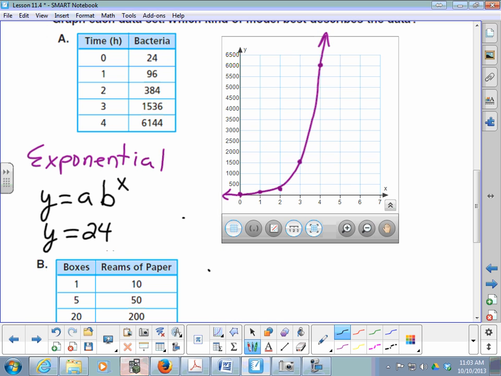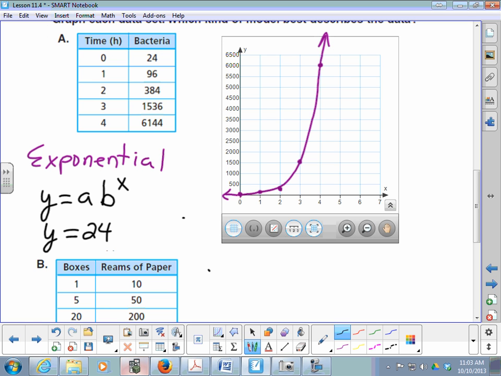Nope, it's all messed up then. All right, so you guys do it for me. I'm going to divide all these. So 6144 divided by 1536, 1536 divided by 384, 384 divided by 96, 96 divided by 24. And each of them I get 4. So that's my value of b.